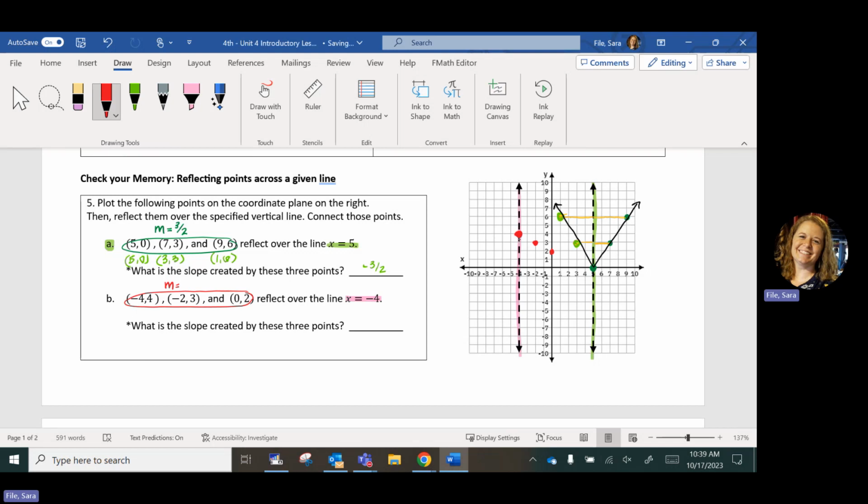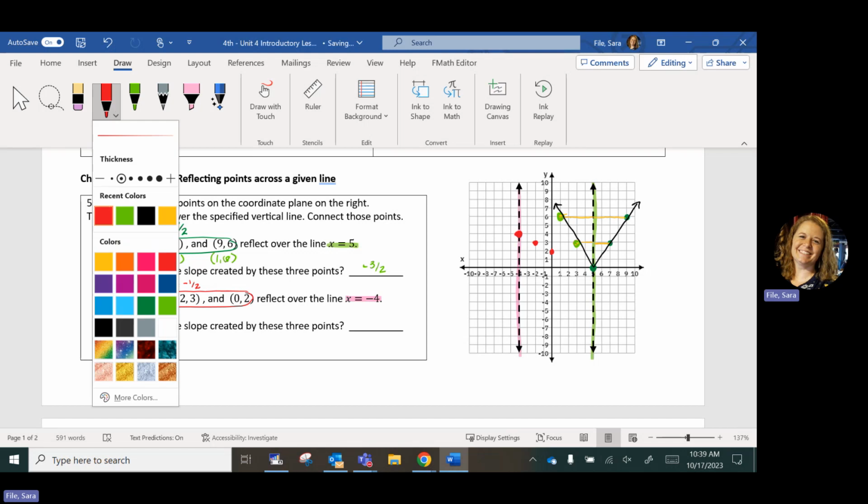Now, if I'm going left to right, I'm going down 1, right 2. So what is that? That's negative, because going down is a negative, right is a positive. A negative divided by a positive is a negative. So -1/2.